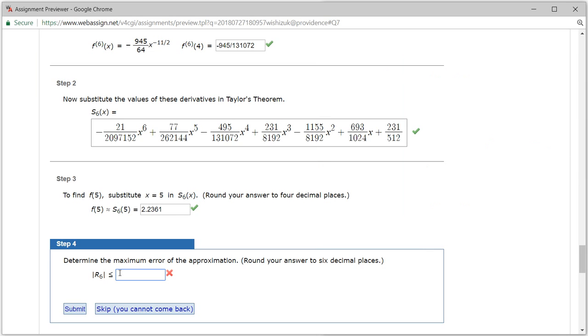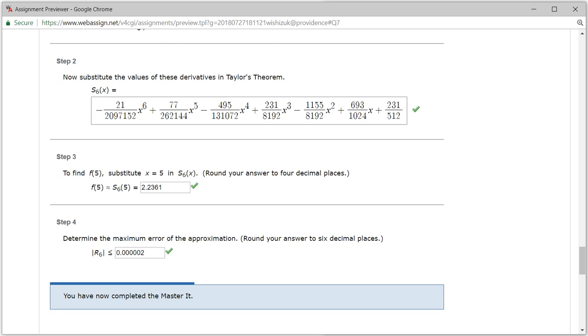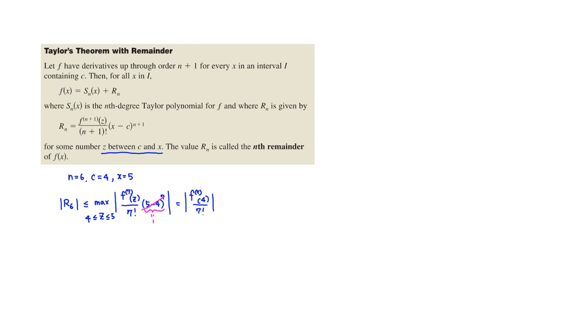Alright, so let's type it in. So we got 0.000002. Alright, so let's check the answer. Alright, I came back and looks like we got this one correctly. Alright, that's it. I hope that this was clear.